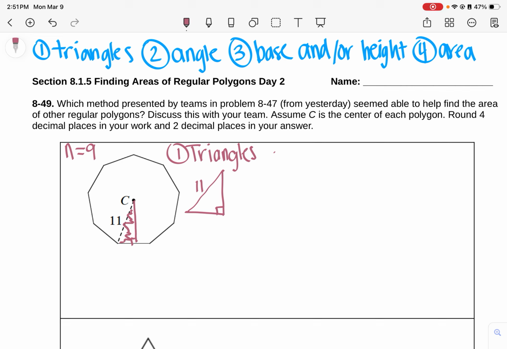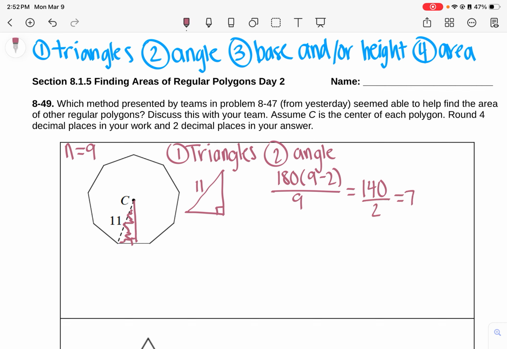Okay, now we're on to step number 2, find an angle. So we're going to find an interior angle of the regular polygon. We're going to use 180 times n minus 2 divided by n. So 180 times n is 9 sides minus 2, divided by 9. When we do that, we get 140. But when we look at our picture, we actually took that angle and split it in half right here. So that 140 also has to be split in half. So now we have 70. We are going to put that 70 in the picture right there at that bottom corner.